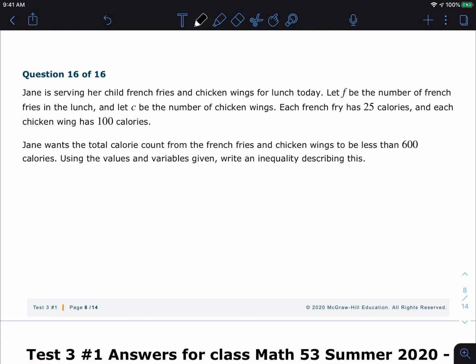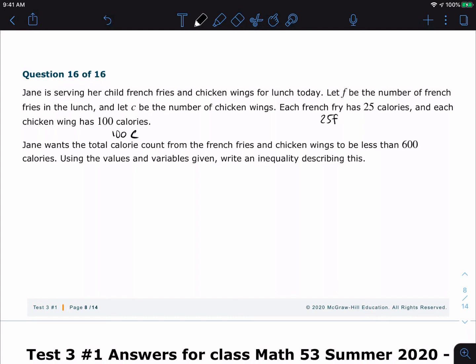Okay, so let's read this. It says, Jan is serving her child French fries and chicken wings for lunch. Let F be the number of French fries in lunch, and let C be the number of chicken wings. Each French fry has 25 calories. So I'm going to say, okay, that's 25F. And each chicken wing has 100 calories. So that's going to be 100, and we're going to call it C.